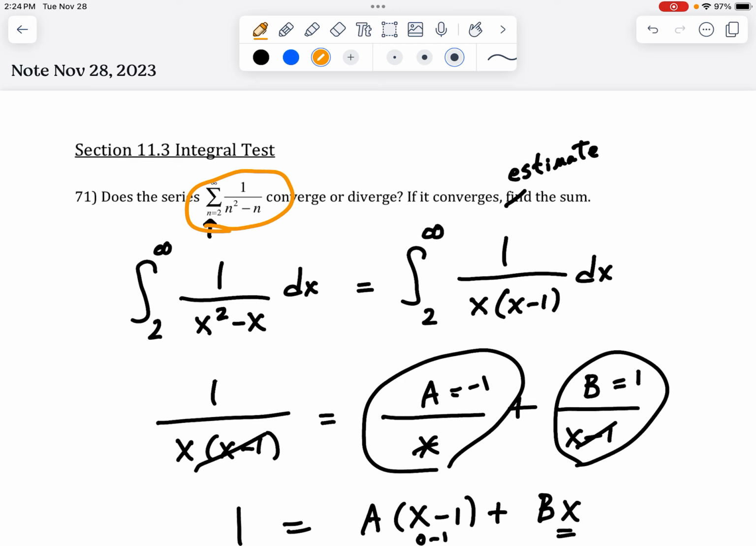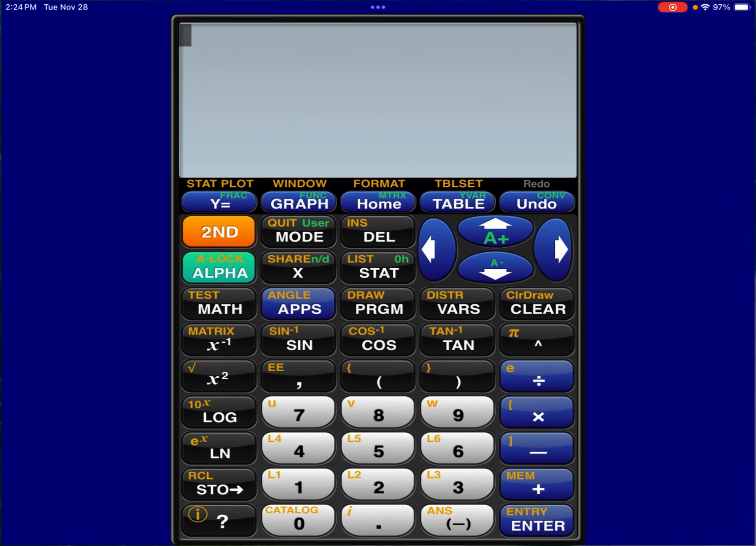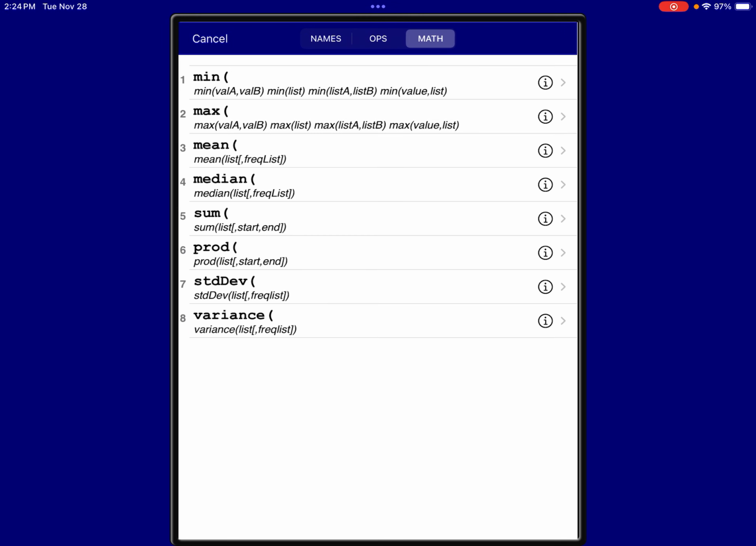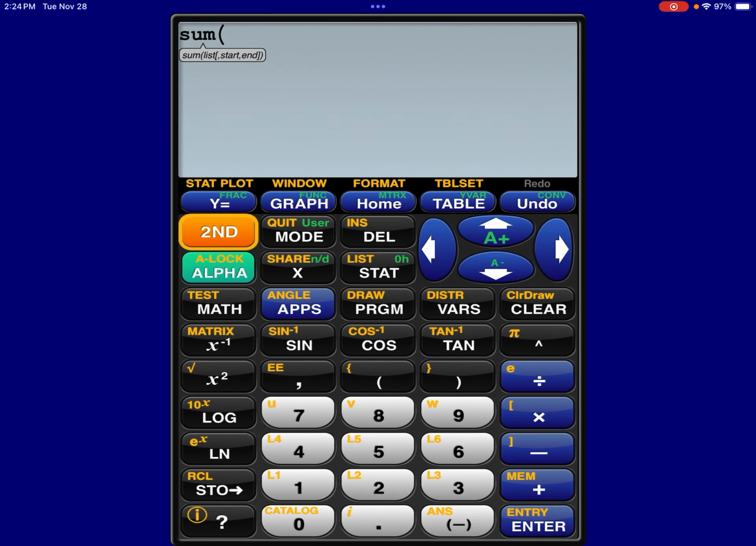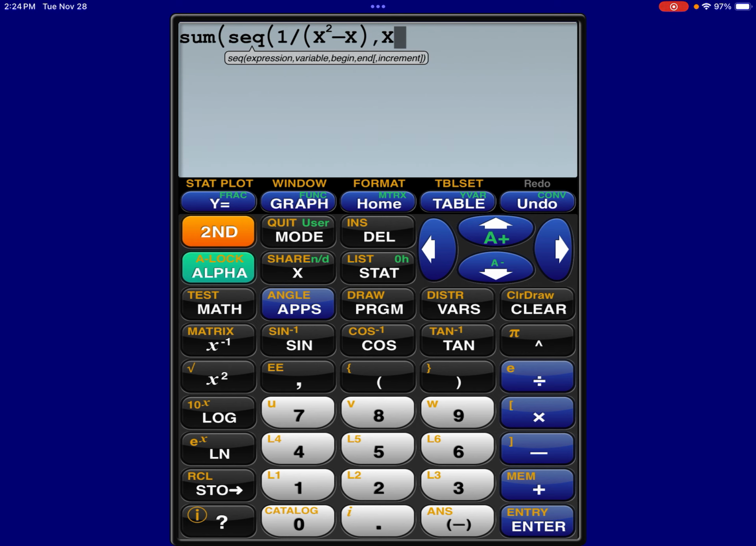So go back to the original problem and use the calculator to find out approximately how much this sum is. So go over to the calculator and do the second list, math, create the sum, second list, operations, create the sequence, and then the function is 1 divided by, I'll use x as the variable, x squared minus x, and that needs to be in parentheses, and then tell the calculator x is the variable. And then this one started at 2, and then go to infinity. So I don't have infinity on the calculator. I'll just use a big number like 1.